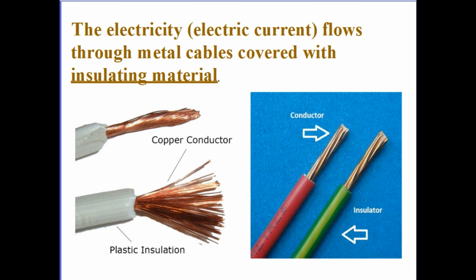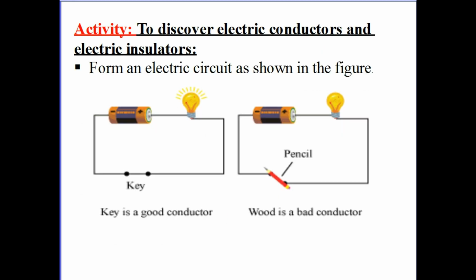Okay, so we now know that there are two types of materials: good conductors of electricity and bad conductors of electricity. There is a simple activity here to compare between electric conductors and electric insulators. We will form a simple electric circuit as shown in the figure. As we said, we need electric wire, a battery, a lamp, and then bring any materials that you want to test for electric conductivity. We can use a wooden pencil, a coin made of copper, an iron nail, a piece of plastic, whatever.